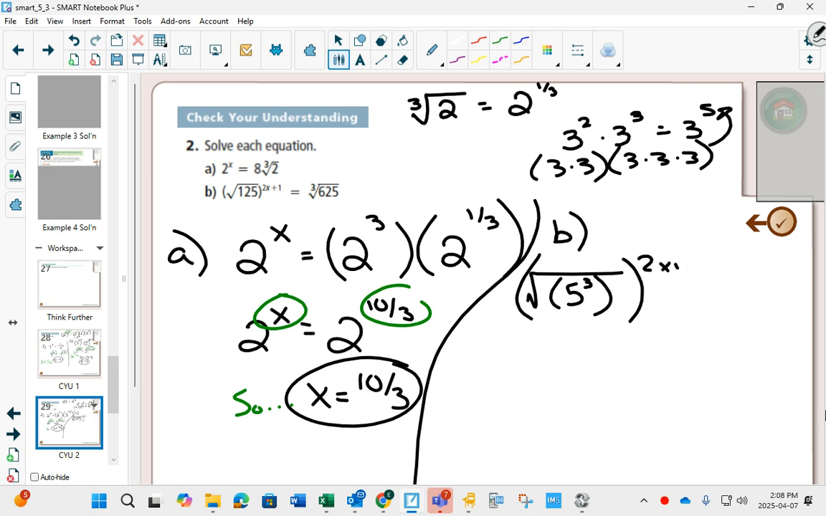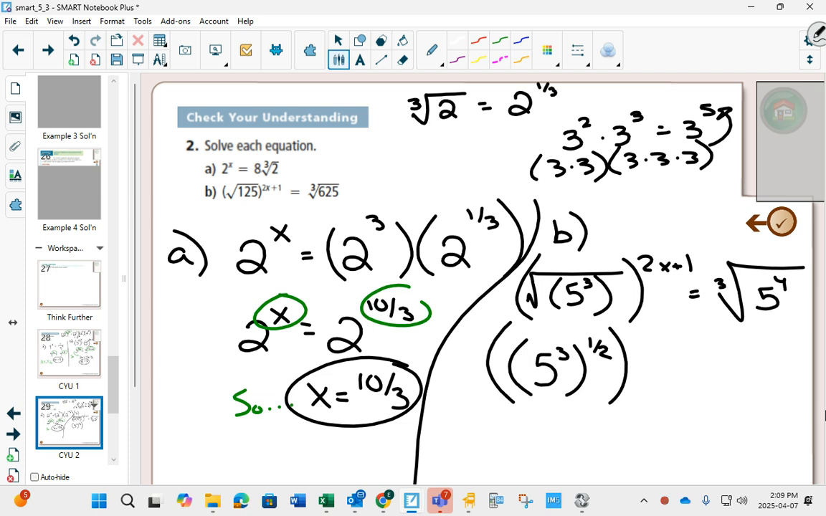I'm going to take this slowly. If you want to do it quicker, you could. And then I have the cube root, and this will be 5 to the 4th. What can you do with the square root? The square root will be an exponent of a half. Cube root will be an exponent of a third.